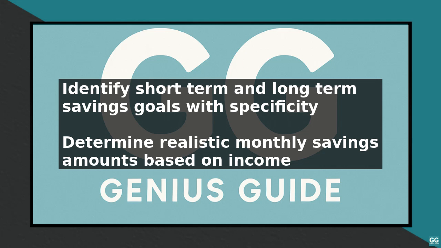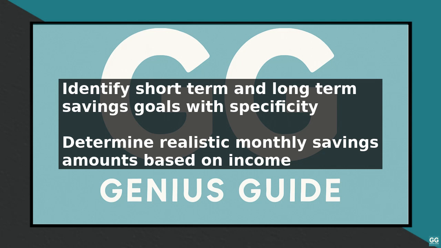Consider your income, expenses, and other financial obligations. You can use the 50-30-20 rule as a guideline, where 50% of your income goes towards necessary expenses, 30% towards discretionary spending, and 20% towards saving and debt repayment.